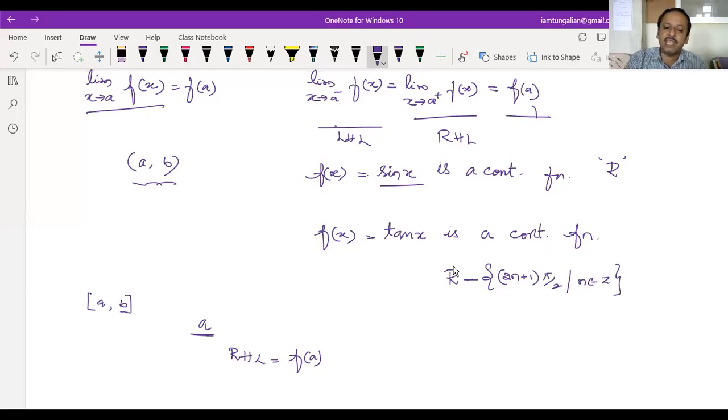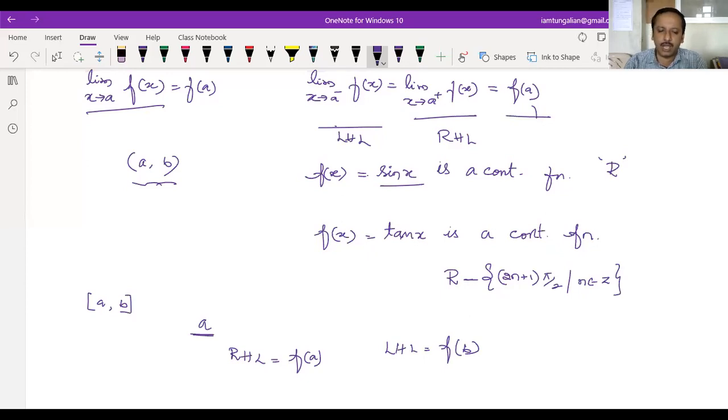Whereas, if the function is defined in a closed interval [a, b], at a, if the right-hand limit is equal to the functional value, we say that it is continuous at a. Then at b, we can only find the left-hand limit. If the left-hand limit is equal to the functional value, which in this case is f of b, then we say that f of x is continuous at b.